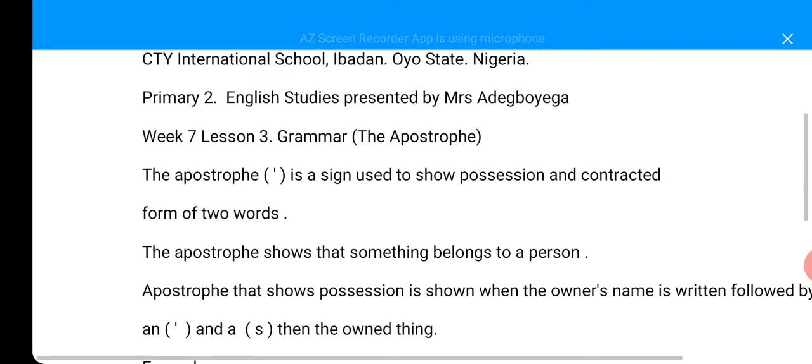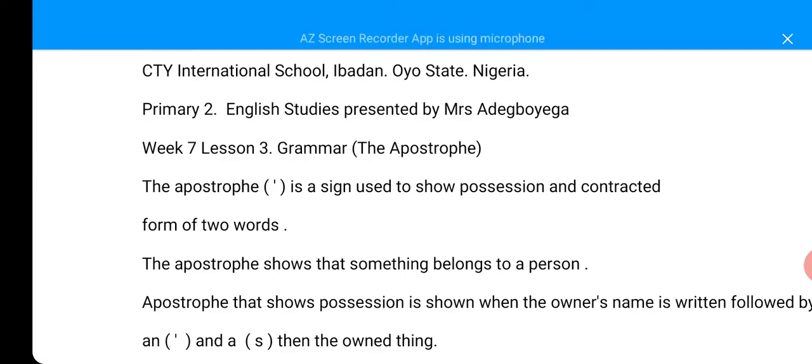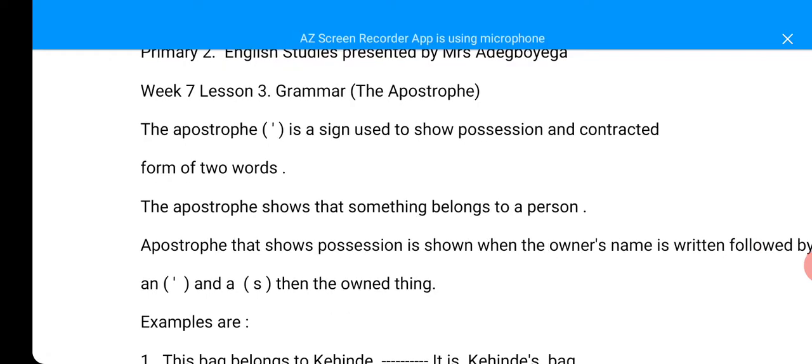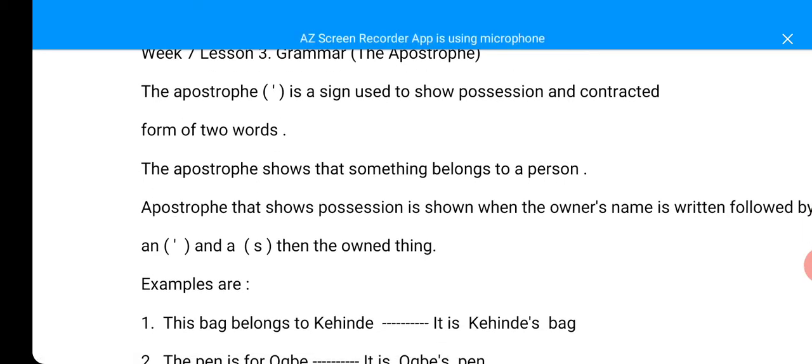The apostrophe is a sign used to show possession and the contracted form of two words. As you can see in the brackets, that is the sign, apostrophe. It is a mark or a sign. You can see it in the brackets. That is what we call apostrophe.